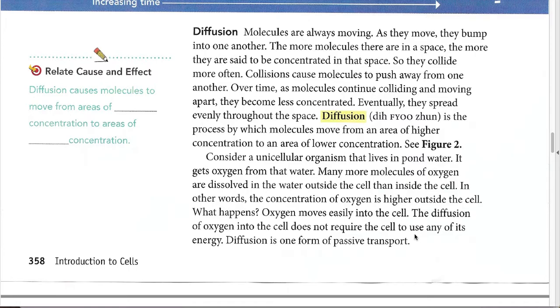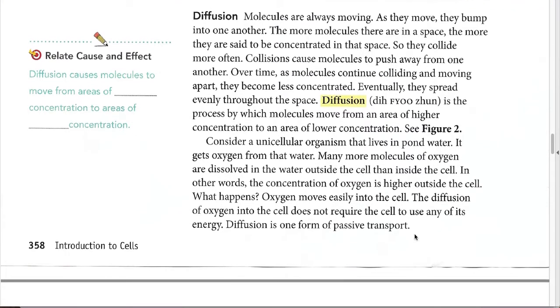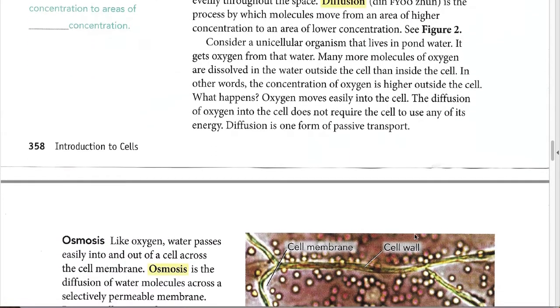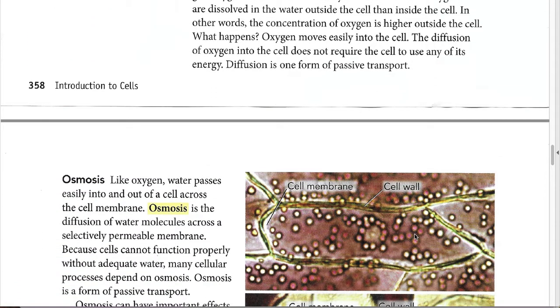It gets oxygen from that water. Many more molecules of oxygen are dissolved in the water outside the cell than inside the cell. In other words, the concentration of oxygen is higher outside the cell. What happens? Oxygen moves easily into the cell. The diffusion of oxygen into the cell does not require the cell to use any of its energy. Diffusion is one form of passive transport.